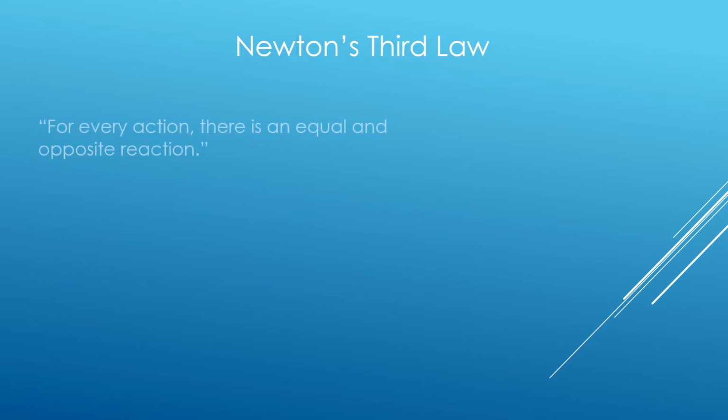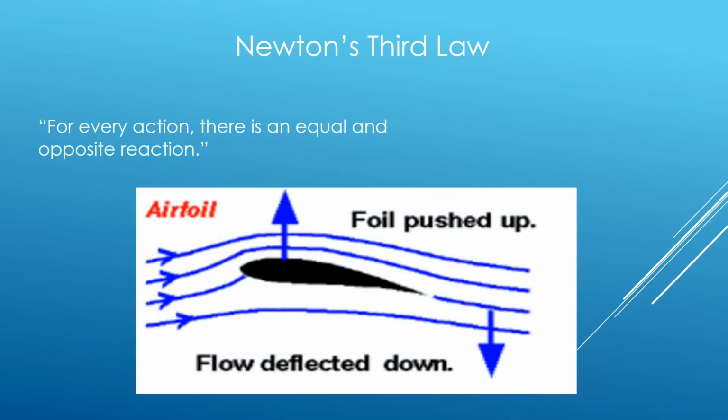Newton's third law states that for every action there is an equal and opposite reaction. According to this law, as air molecules hit an aircraft's wing, they are deflected downwards. This causes a reaction that pushes the wing upwards.